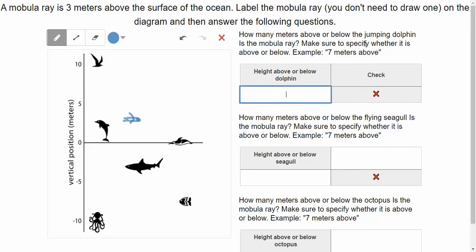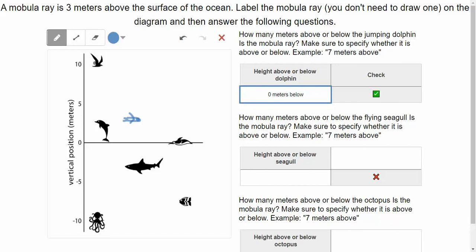So anyway, how many meters above or below the jumping dolphin is that mobula ray? Well, the mobula ray is at 3 meters, and we said from the prior slide that the dolphin was also at 3 meters. So we want to make sure we say the value, then the word meters, and then either above or below. But since they're at the same elevation, I'm just going to say 0 meters below, right? I could also say 0 meters above, and notice I get the check mark with that as well, right? So below.